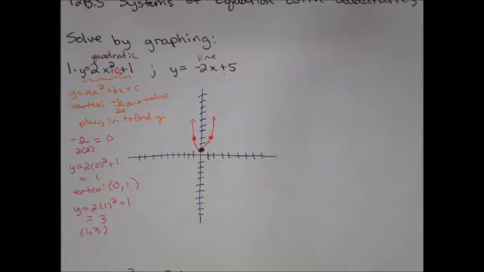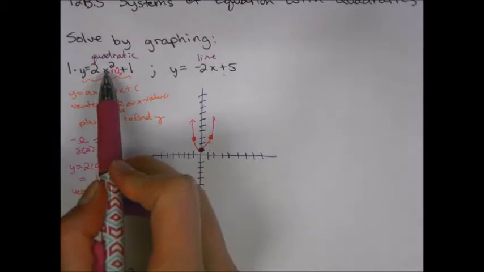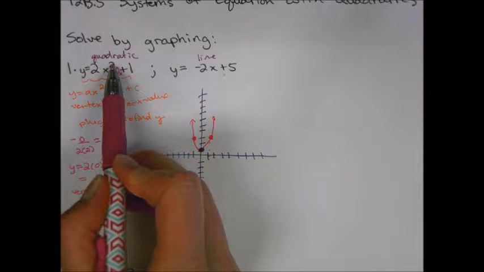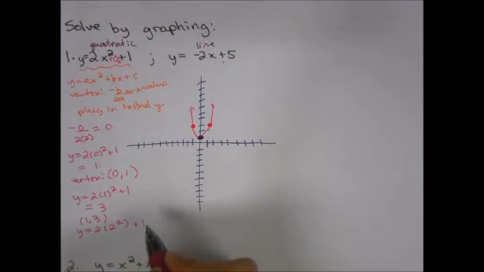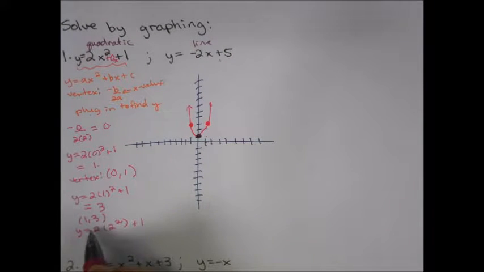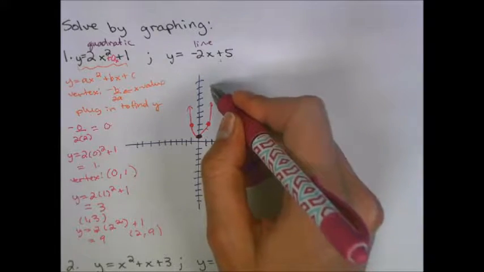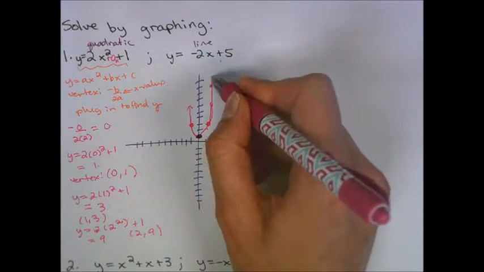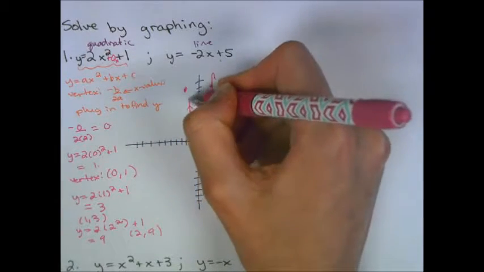If I wanted to plug in another point, I can plug in 2. 2 squared is 4. Times 2 is 8, plus 1 is 9. So this gives us the point 2, 9. So this goes opposite, reflect over, and we have our parabola.